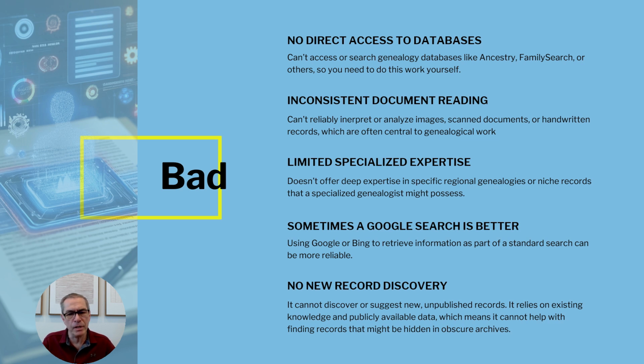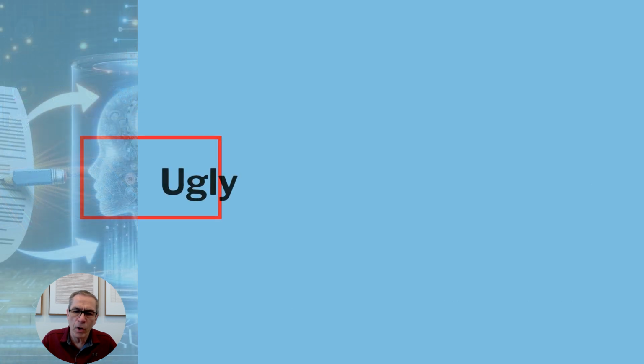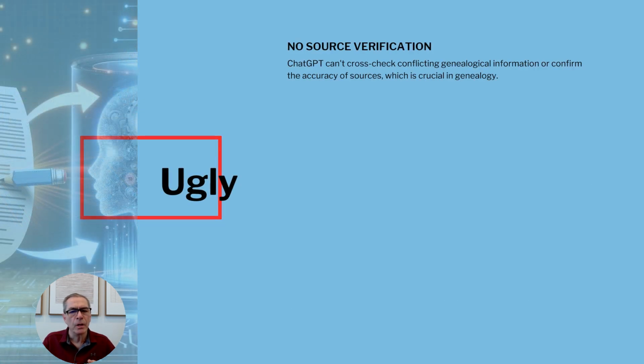Sometimes you can ask it to do these things, but it won't always give you the results. You need to be cautious about the way you use it. And then let's look at the ugly part of ChatGPT. As a genealogist or any kind of researcher, you've got to verify your sources. How good is the source? Let's connect sources to each other.